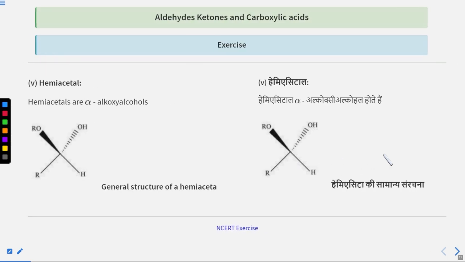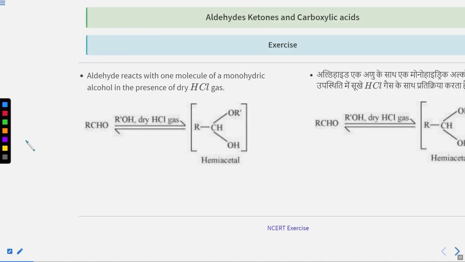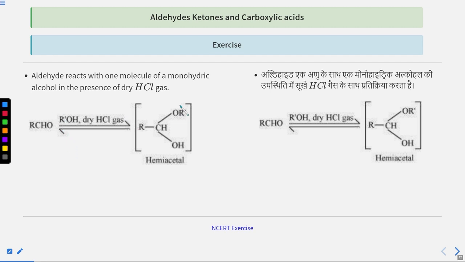Next is hemiacetal. What is hemiacetal? Hemiacetal is nothing but the first product that we get upon reaction with alcohol. We do not do the further attack. So here in the first step, the thing that is formed is called hemiacetal. We have seen this.